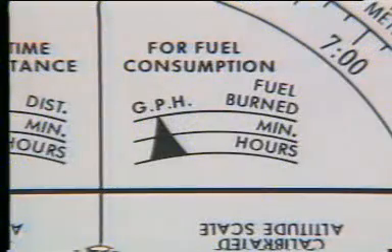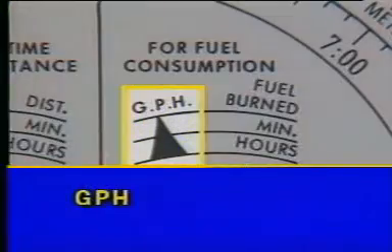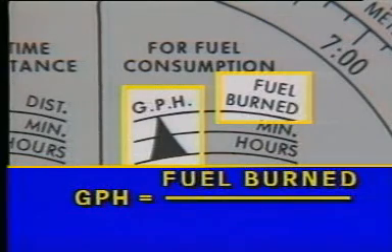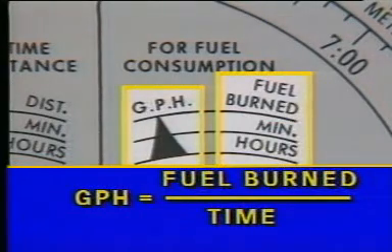Fuel consumption problems are basically the same type of calculations, except that the index now points to the fuel rate, which in this case is gallons per hour. The outer scale shows the amount of fuel burned, while the inner scales still show time.